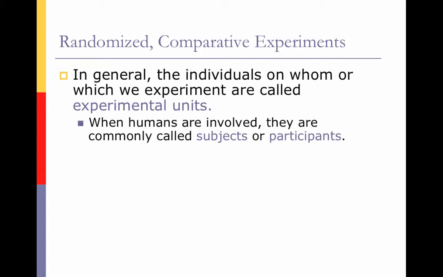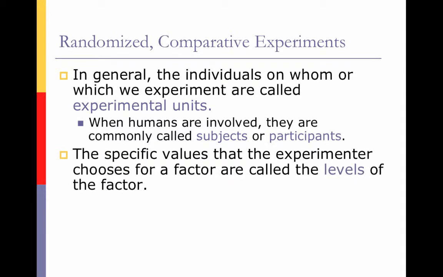In general, the individuals on whom or which we experiment are called experimental units. When humans are involved, they are commonly called subjects or participants, because you're going to get more people to participate if they're called a participant and not an experimental unit, because then it seems like people may actually care about you and are not just interested in the data that you provide.